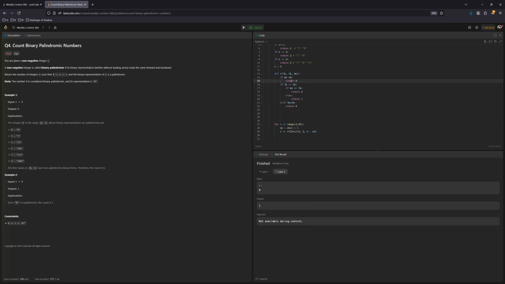If max value is less than 0, then return 0. If max value equals 0, then return 1, because all zeros is the only acceptable thing. Okay, if left bit is lesser than right bit, then we've exceeded. All right. Return.